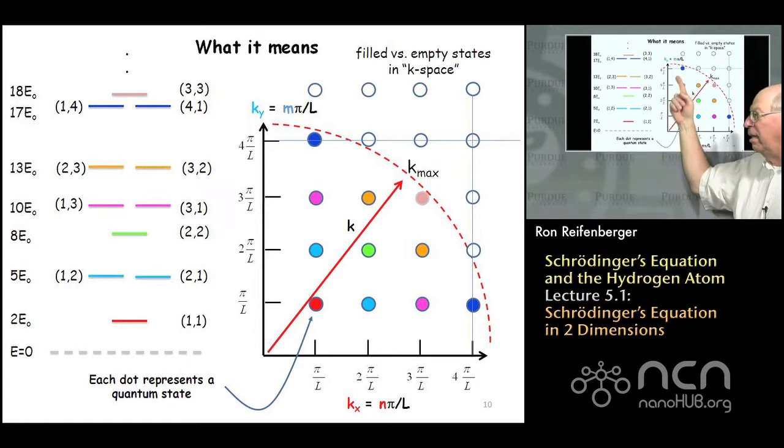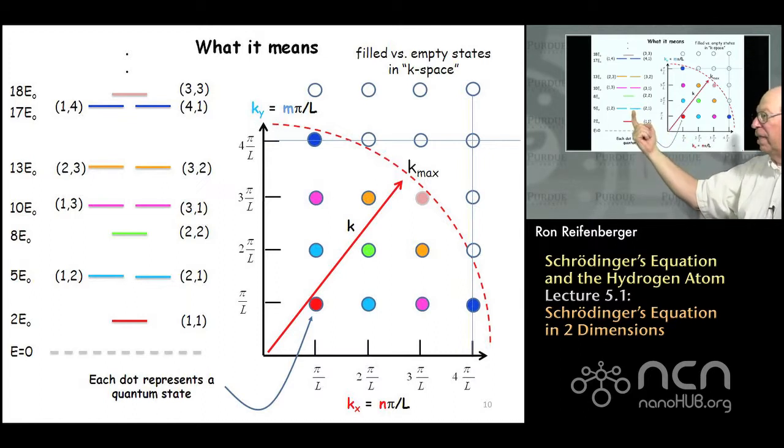kx and ky. Remember, kx and ky have to be quantized in order to match the boundary condition. They're quantized in terms of integers n and m. Now you can take each of these states and plot them in terms of their allowed kx, ky values. For instance, this state here at energy 2E0 shows up when kx is equal to pi over L, ky is equal to pi over L. There's one state at that energy, and that's indicated by this red dot.